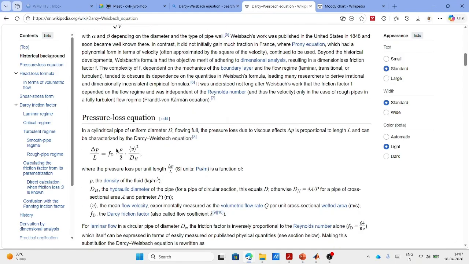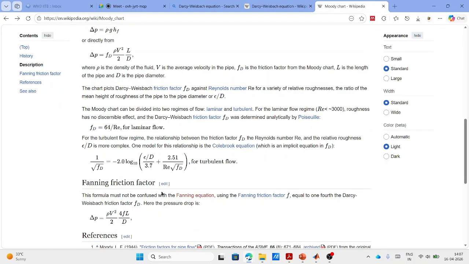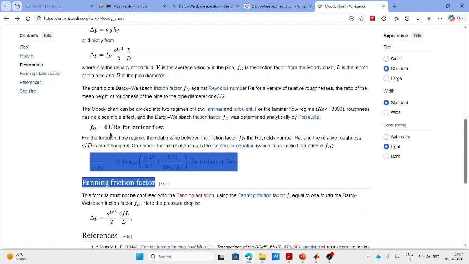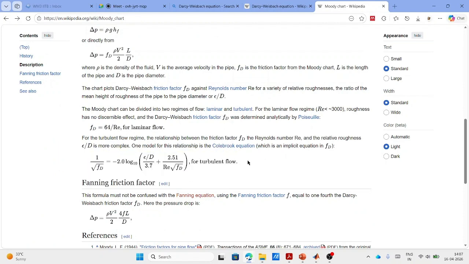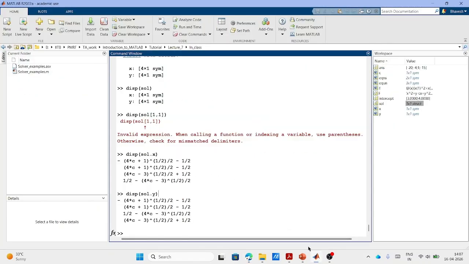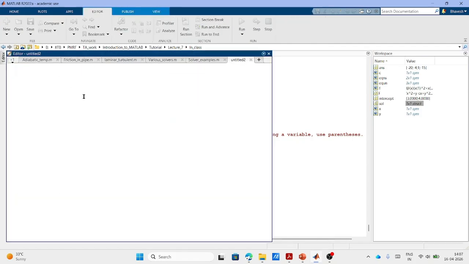So I have to use the Darcy-Weisbach equation, where I need the friction factor. To find the friction factor, you have to rely on the Colebrook equation, which is difficult to solve by hand, right? So we will use a numerical method to solve it, and specifically rely on the MATLAB command, which is the fsolve command, to find this solution. Okay, so that's the idea. And once you have found the friction factor, you can put it into the original Darcy-Weisbach equation, right?